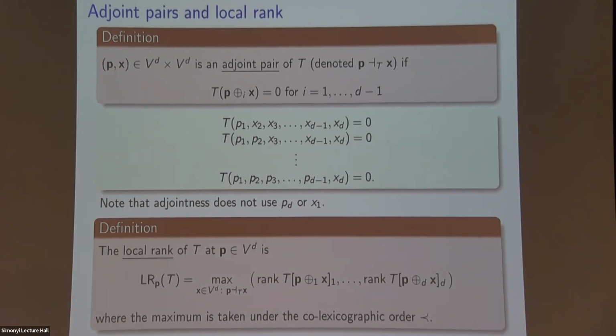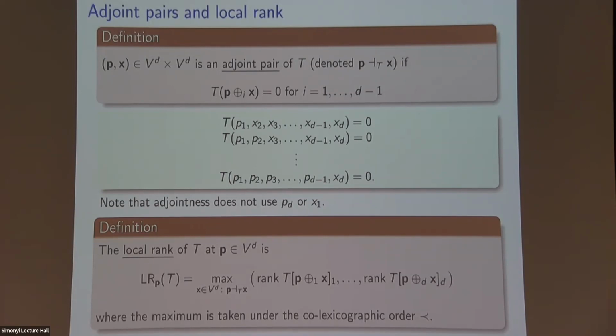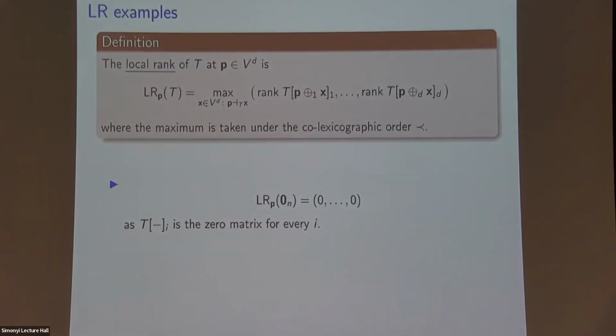Okay, that's it. That's the definition of local rank. I can give you some examples. The local rank of the 0 tensor at any point is, it's not hard to see, all the partial matrices are just the 0 matrices, and so you get a vector of zeros.